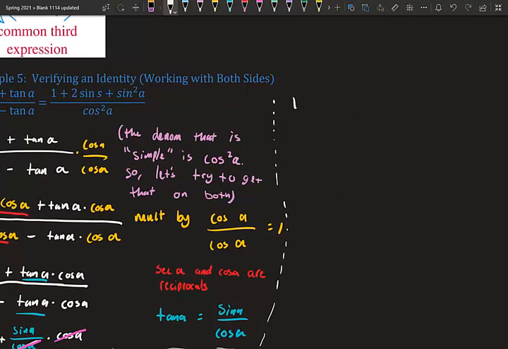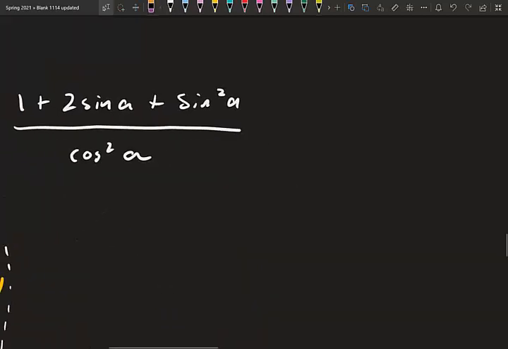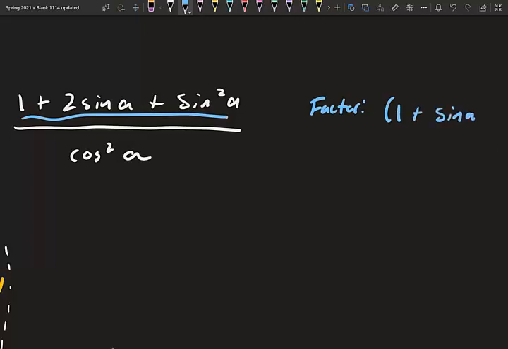So our right side, we have 1 plus 2 sine A plus sine squared A, over cosine squared A. Oh, that's supposed to be an A. Now we have a trinomial on top, so we have to factor it. We can factor this down into 1 plus sine A, squared.